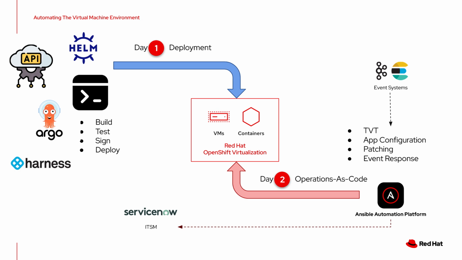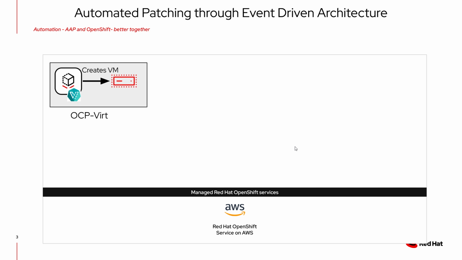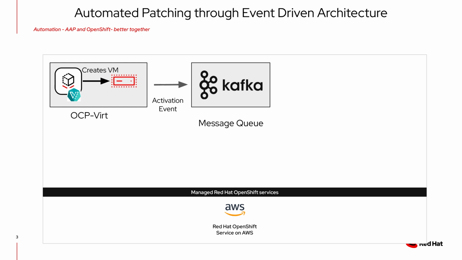Coming back to the events we talked about, this is a key part of ensuring that our application platform is healthy. So what about if we respond to events from the OpenShift virtualization environment itself? Well, that's exactly what we're going to see in our demo today, where OpenShift virtualization is the source of the events. In this case, we're particularly interested in an event that occurs as soon as a VM is deployed. We're going to forward OpenShift virtualization events to a Kafka cluster, which is also running on OpenShift.